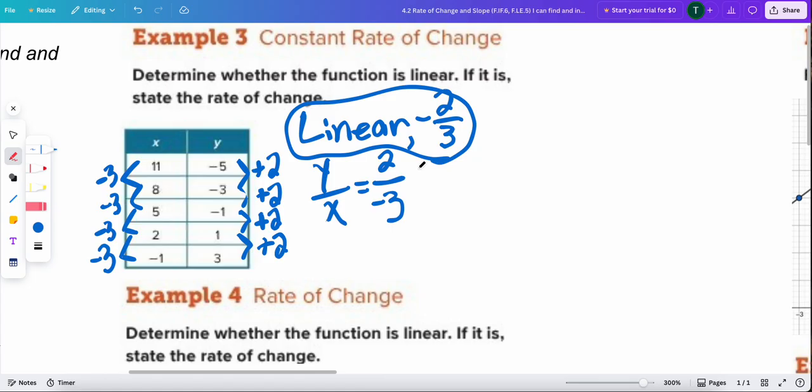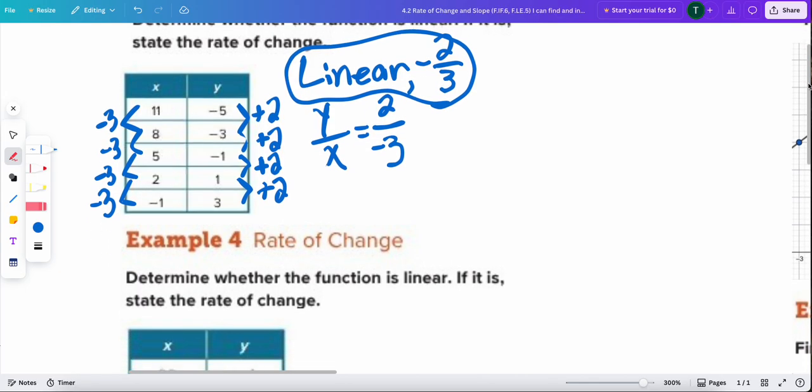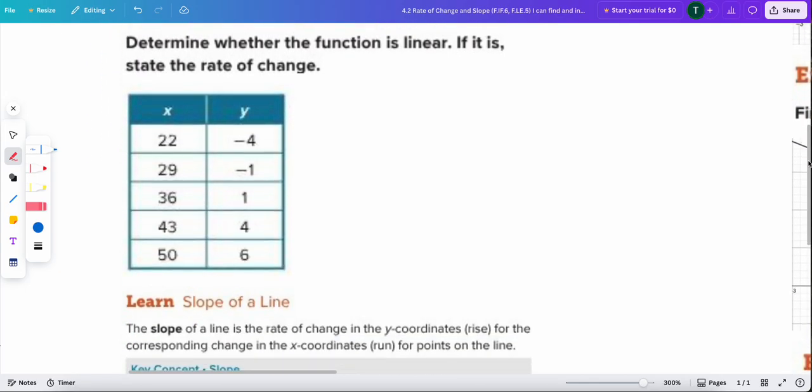Okay. So then we're going to do the same thing here with example 4. We're going to see if we can get a constant rate of change there. So when I look at this one, this is increasing by 7. This increases by 7. This part here increases by 7. And this part here increases by 7. So our x did increase by 7 each time.